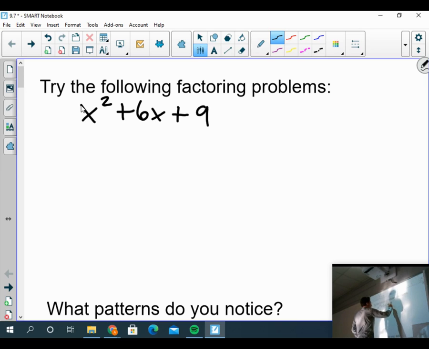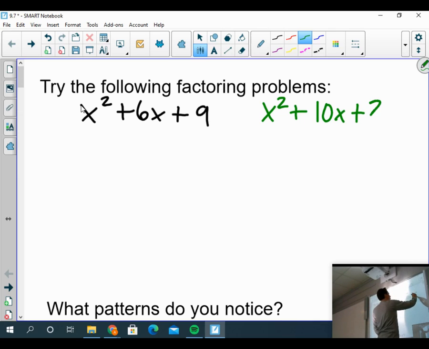This might seem like a blast from the past. That's okay. Factor the following two trinomials. Pause the video, factor them out. Okay, so hopefully you factored them at this point.